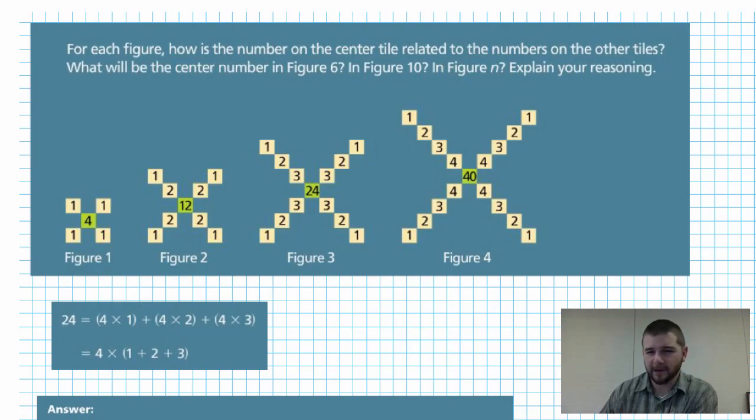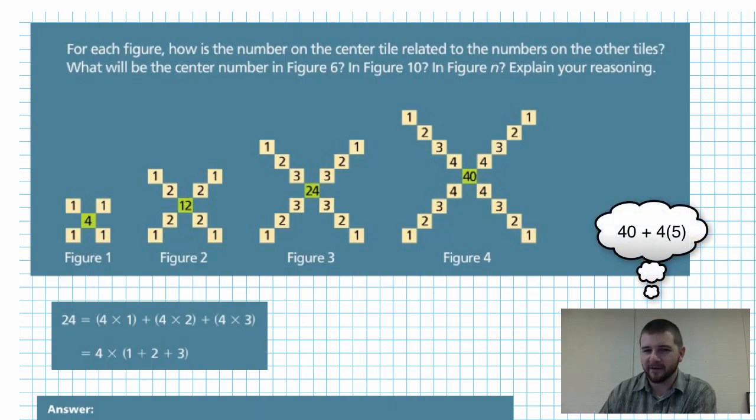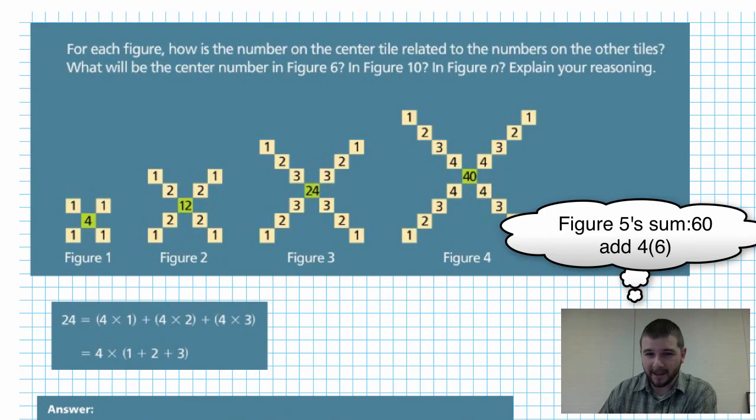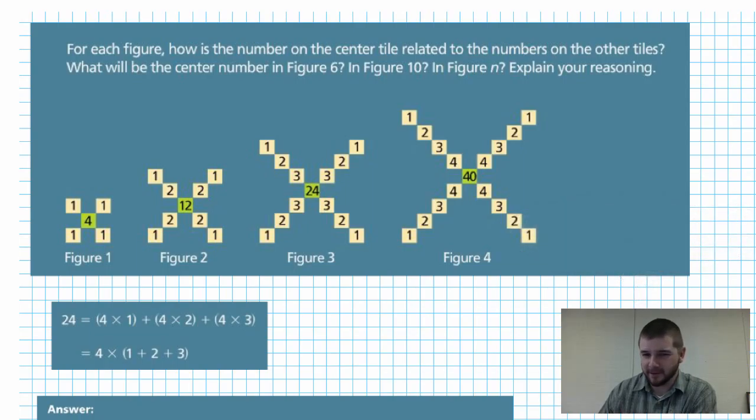Extending this pattern, we can understand that figure 5 would add 4 5 tiles, or tiles with 5 marked on them. And 4 5 tiles would have a sum of 20. 20 plus 40 is 60. Figure 6 would add 4 6 tiles. 4 times 6 is 24. 24 plus 60, 84. The same logic can be applied to derive figures 7, 8, 9, and 10, but let's extend that reasoning to derive an equation to represent the sum in figure n.